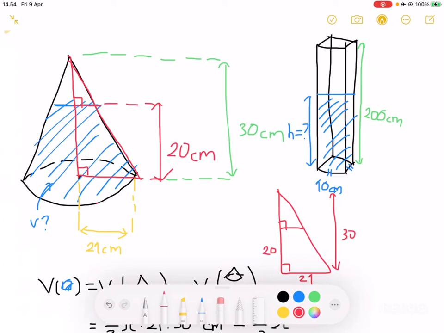Alright, so let's see. We can compare the angles. So notice that we have both right angles there, so that's a pretty good sign. But also notice that these 2 line segments are actually parallel to each other, since they are perpendicular to the surfaces of the water and the cone, which are also both parallel. So therefore that's also parallel.